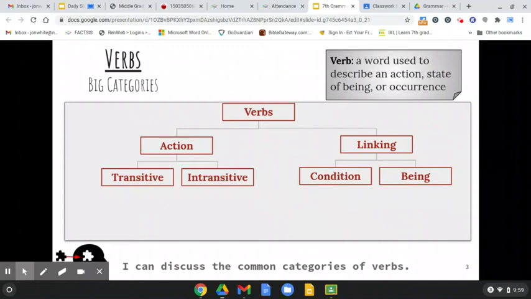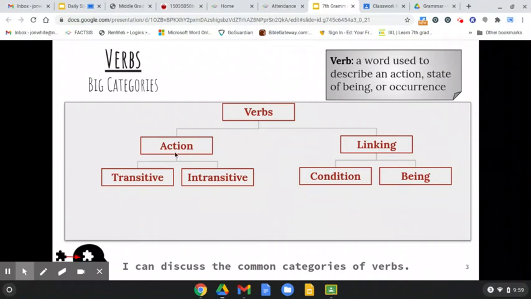But here's the big picture for this lesson. We're going to talk about big categories of verbs and then also examine especially action verbs and transitive underneath that category, okay? So here's the overall big picture for verbs. Up here you can see a verb is a word used to describe an action, a state of being, or occurrence. And so we break verbs down into a few different categories. We have action and we have linking. Those are the two big categories that we're dealing with.